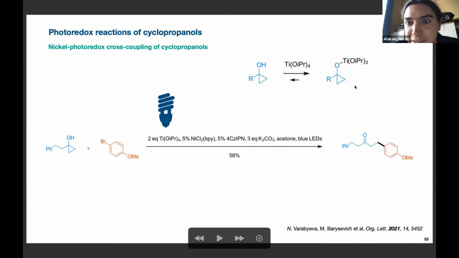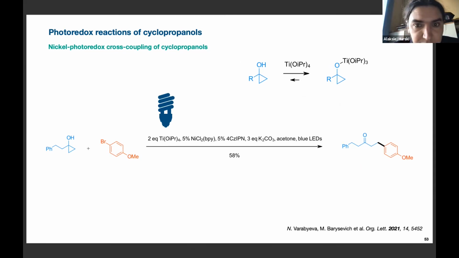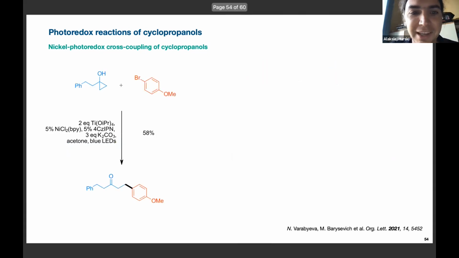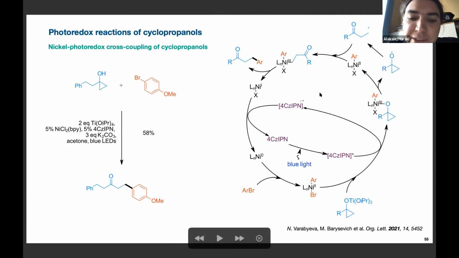It was titanium isopropoxide that formed such species, and in the presence of titanium isopropoxide, this reaction proceeded smoothly. The reaction between cyclopropanols and aryl halides proceeds smoothly, affording the desired products. Finally, I should mention that our original idea, that this species would be easier to oxidize, was 100% wrong, because we measured the redox potential for the cyclopropanol and for this complex, and they were the same. So another explanation for why titanium isopropoxide works was required.